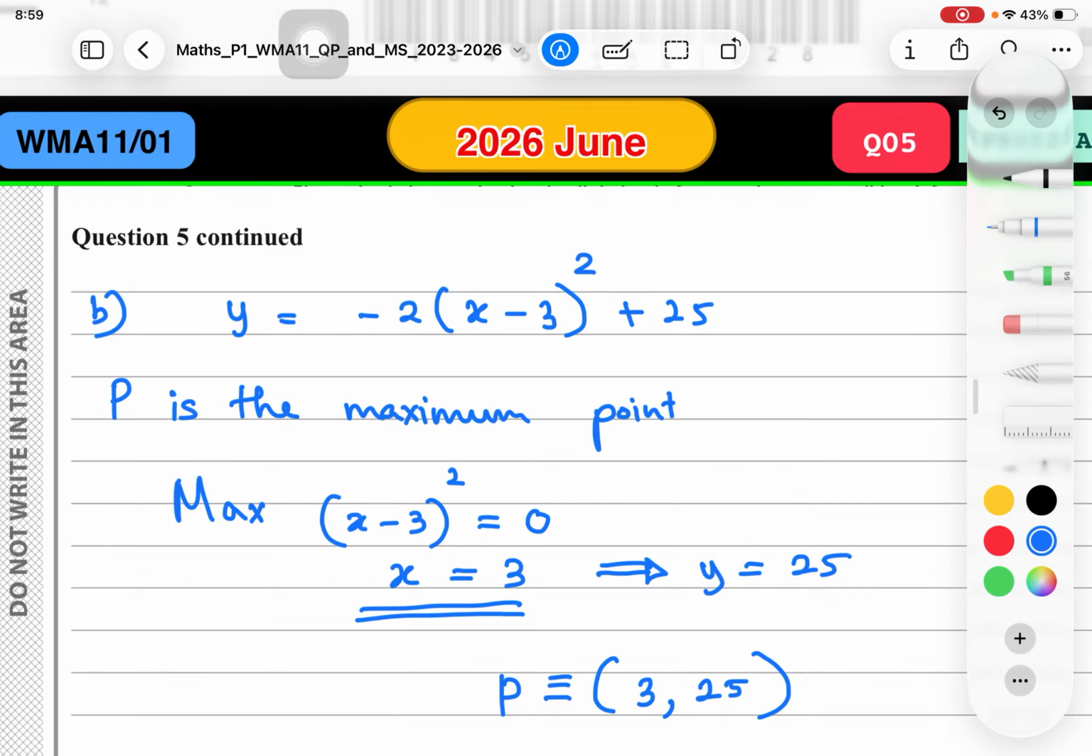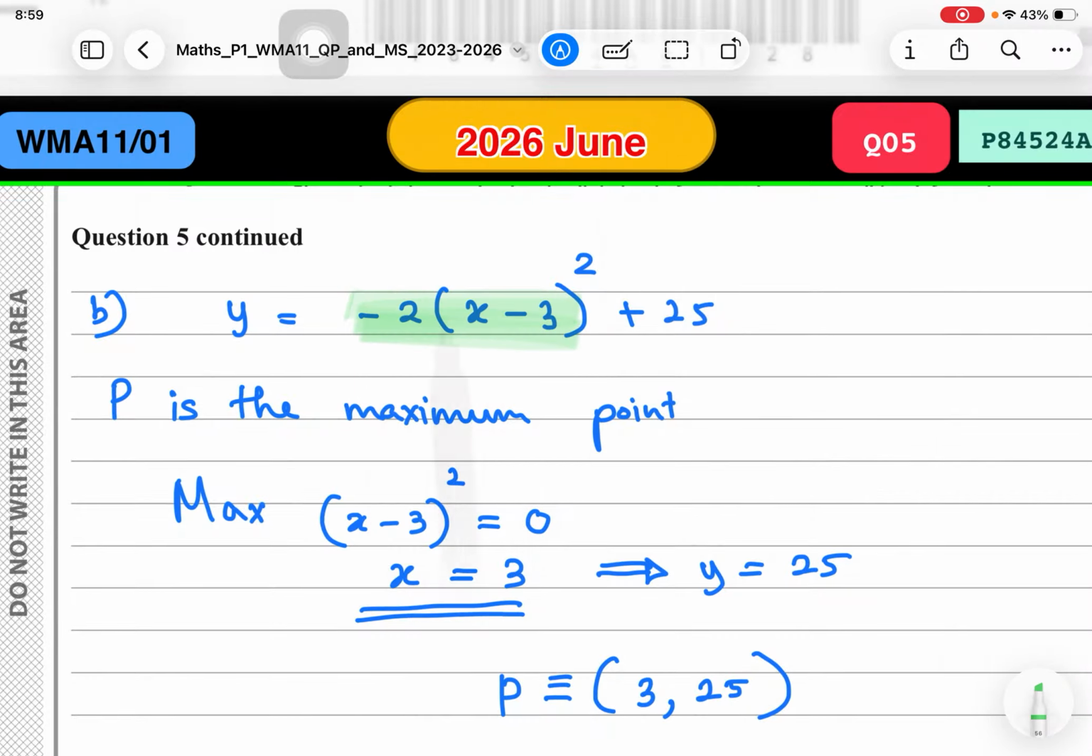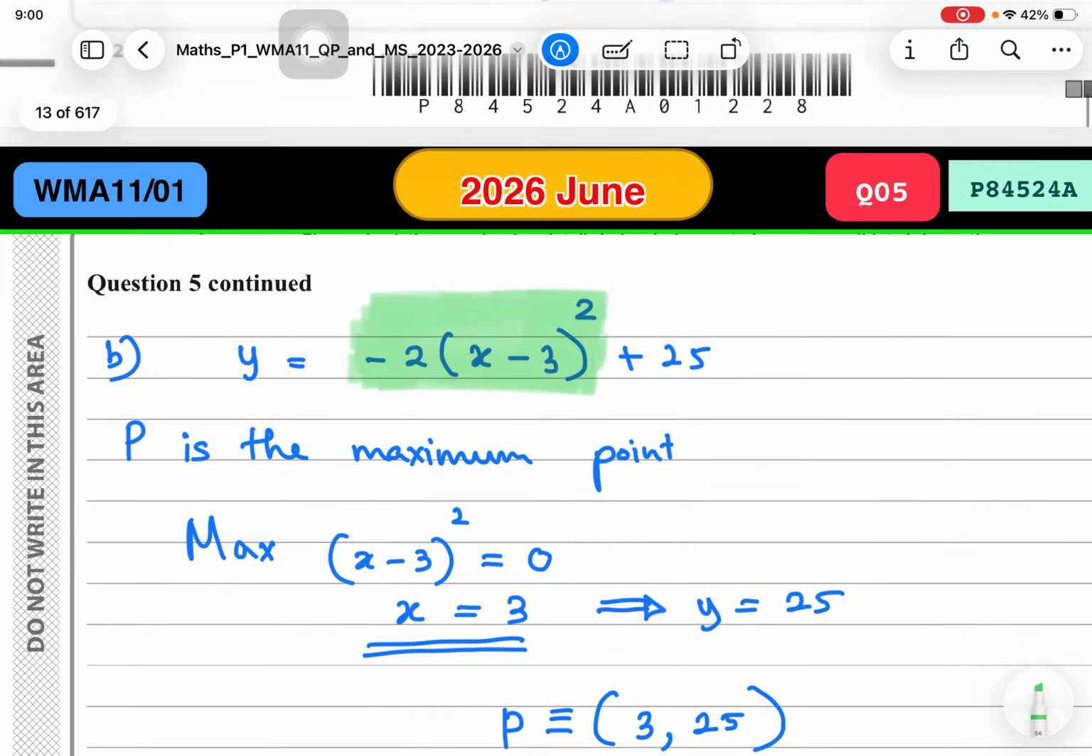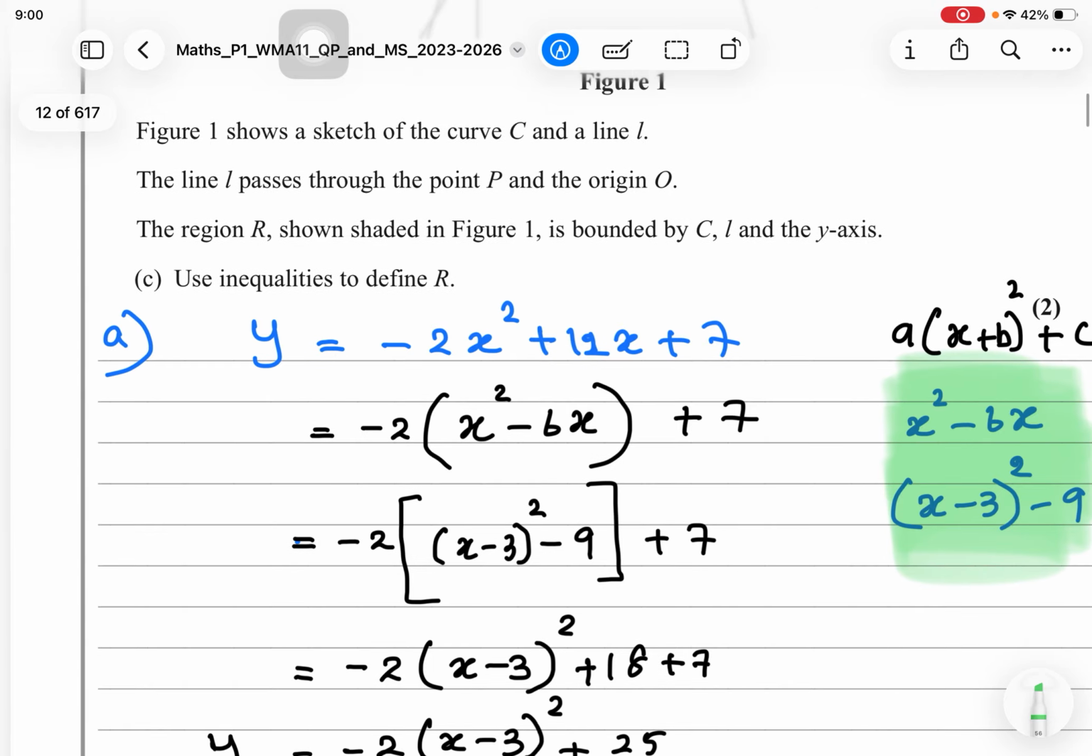We know by looking at it that this is a positive value and this is a negative value. So when this becomes 0, we're going to have the max as big as possible, because the bigger the negative number, the smaller the result. So that gives you P. Okay, now we got the P coordinates as well. Let's go back to the question.